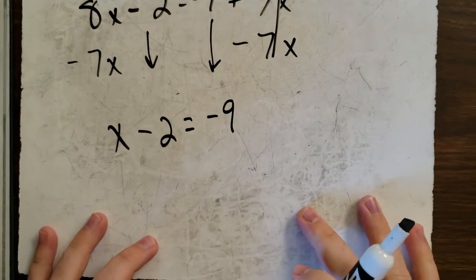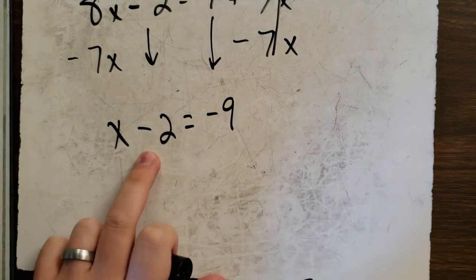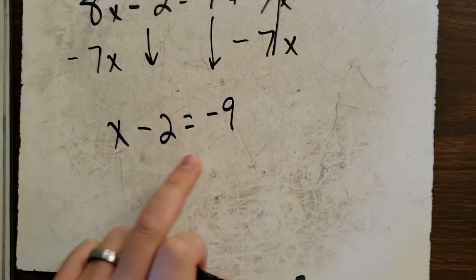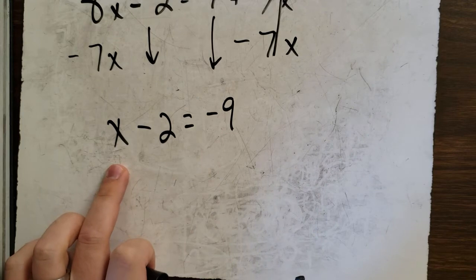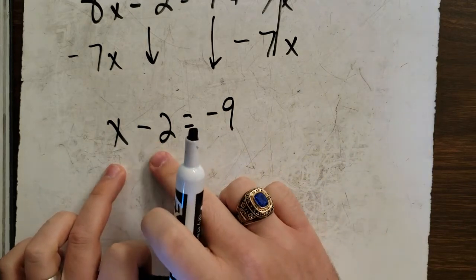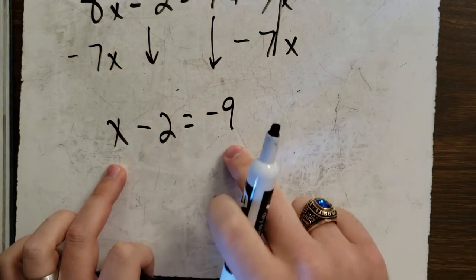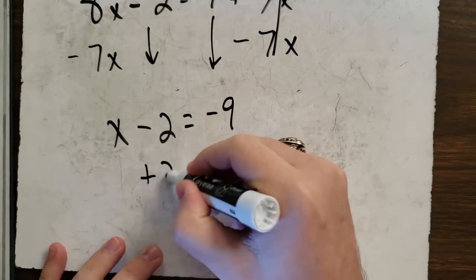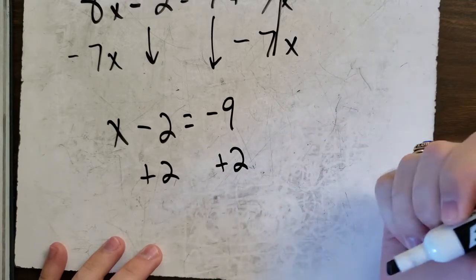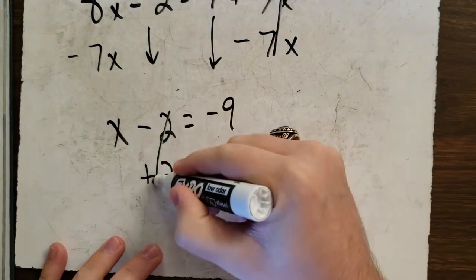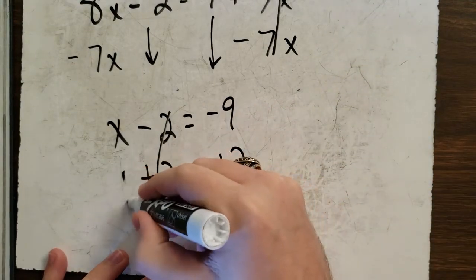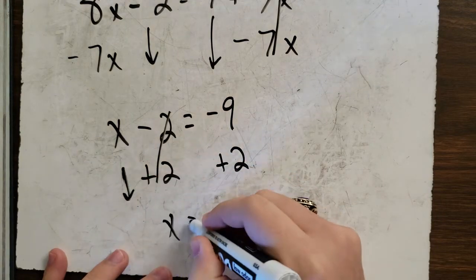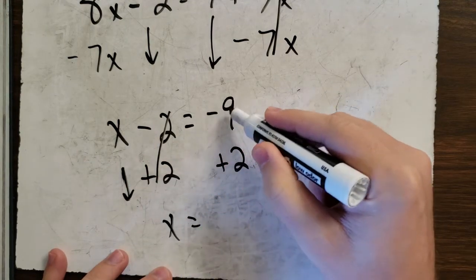Okay? Now, we have to get our negative 2 to this side. Our x is already by itself, but we still have this minus 2 right next to it. So we have to move that to this side. So it's minus 2, do the opposite, and plus 2 here, plus 2 here. Our negative 2 and positive 2 cancel. Bring down our x, and x equals negative 9 plus 2.